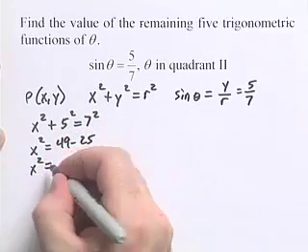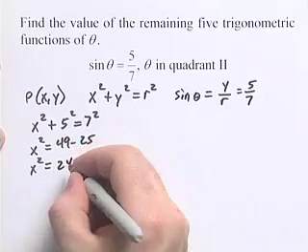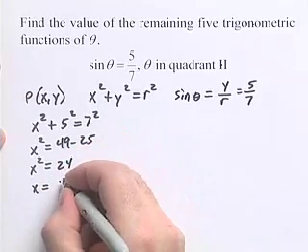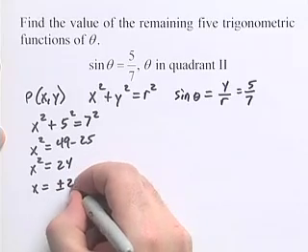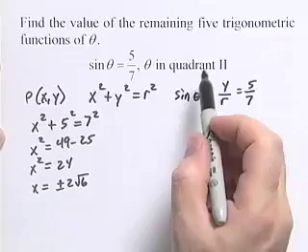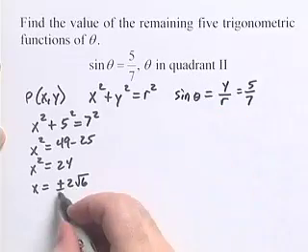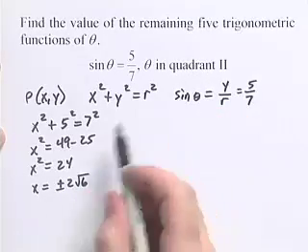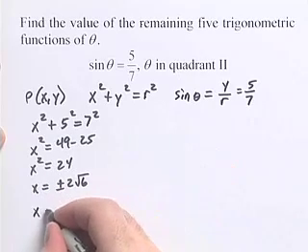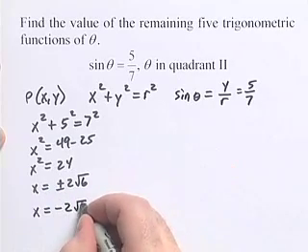So x squared is equal to 24, which gives us that x is equal to plus or minus 2 root 6. Now we need to remember that we're in quadrant 2, so we can't use both values for x. We're only going to get one value. In quadrant 2, we're looking at negative x values, so we're going to use x is equal to negative 2 root 6.